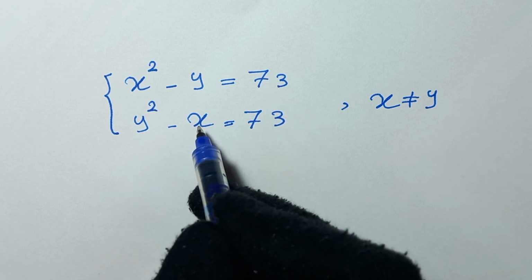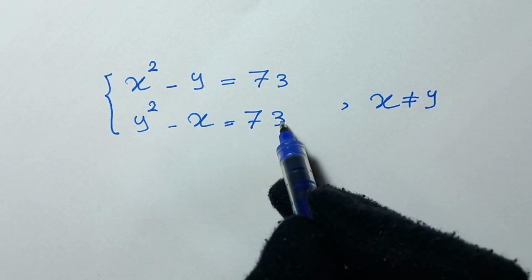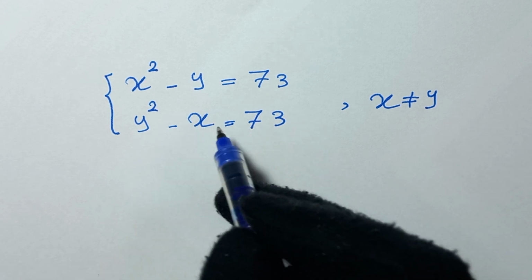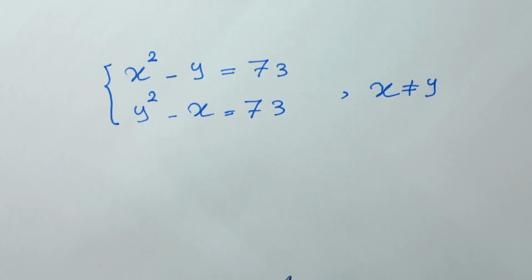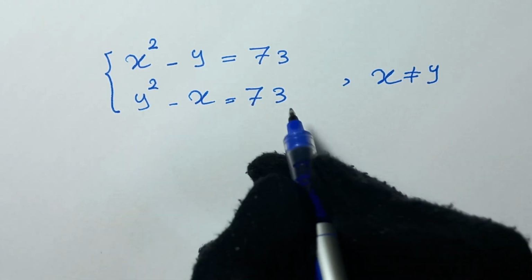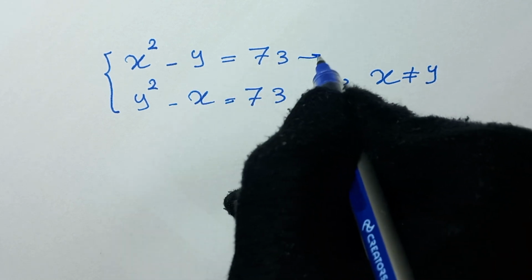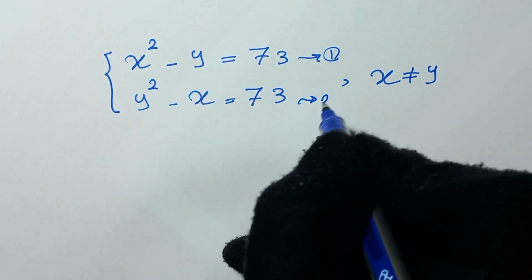You're welcome to solve this math problem: x squared minus y equals 73, and y squared minus x equals 73. We need to find the values of x and y, where x is not equal to y. In the first step, we label the first as equation 1 and the second as equation 2.